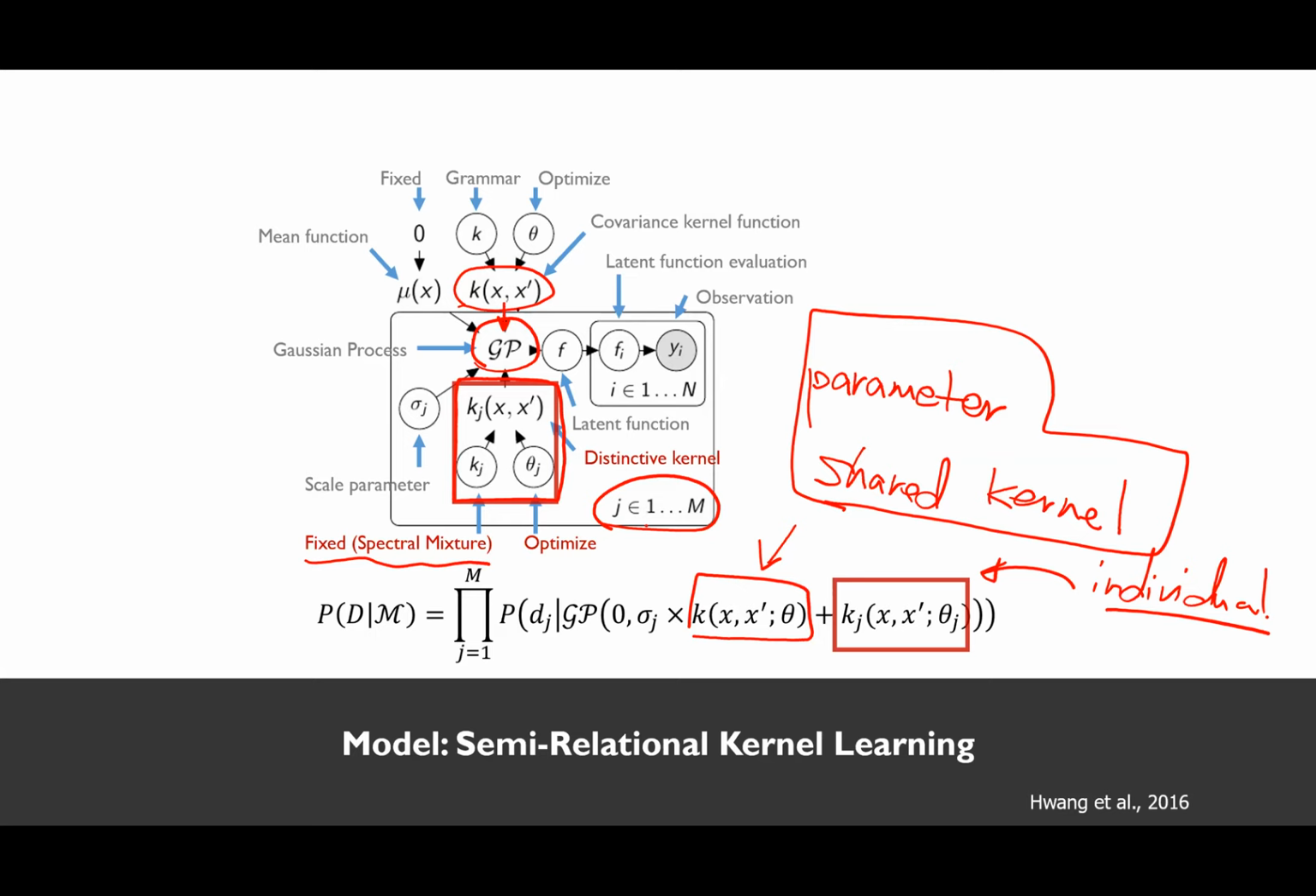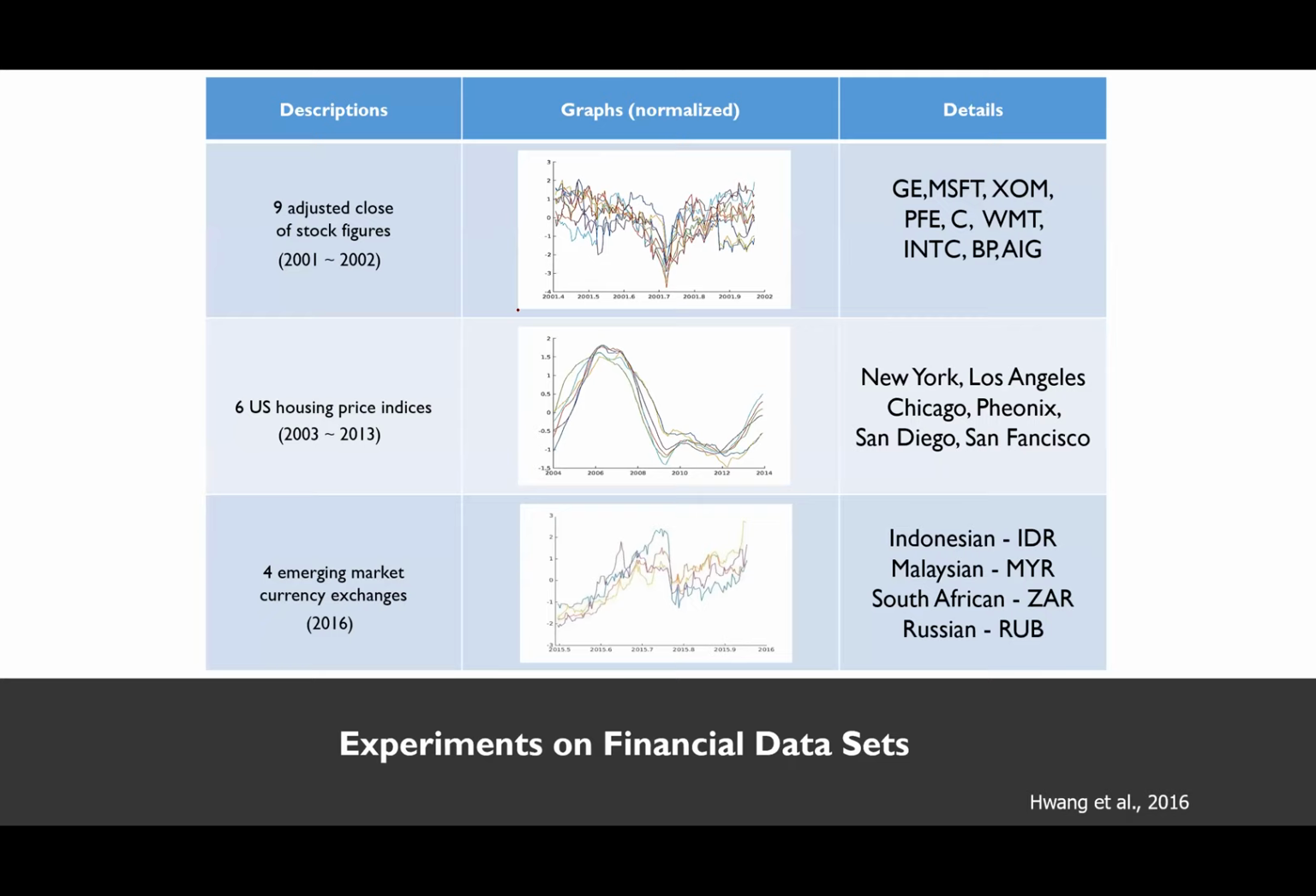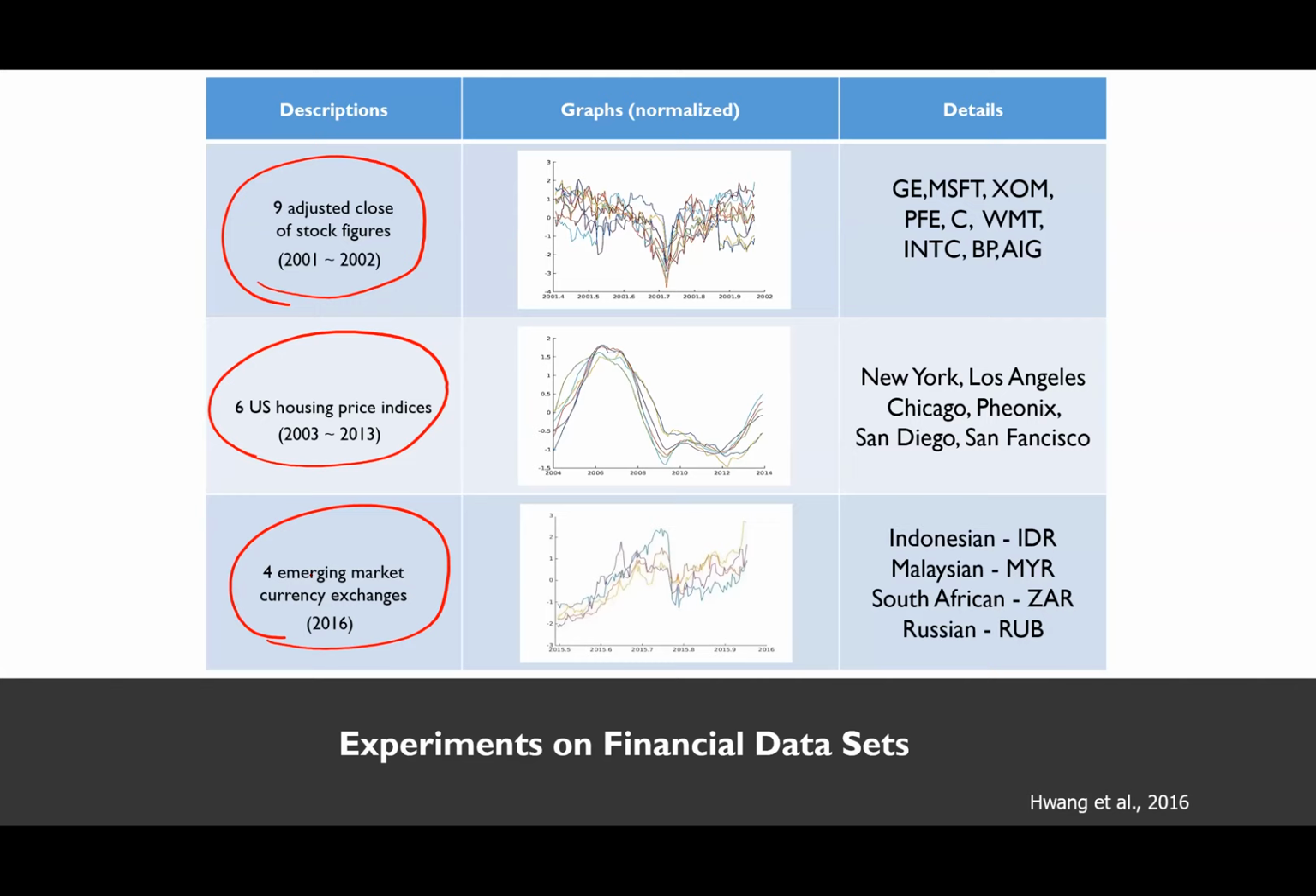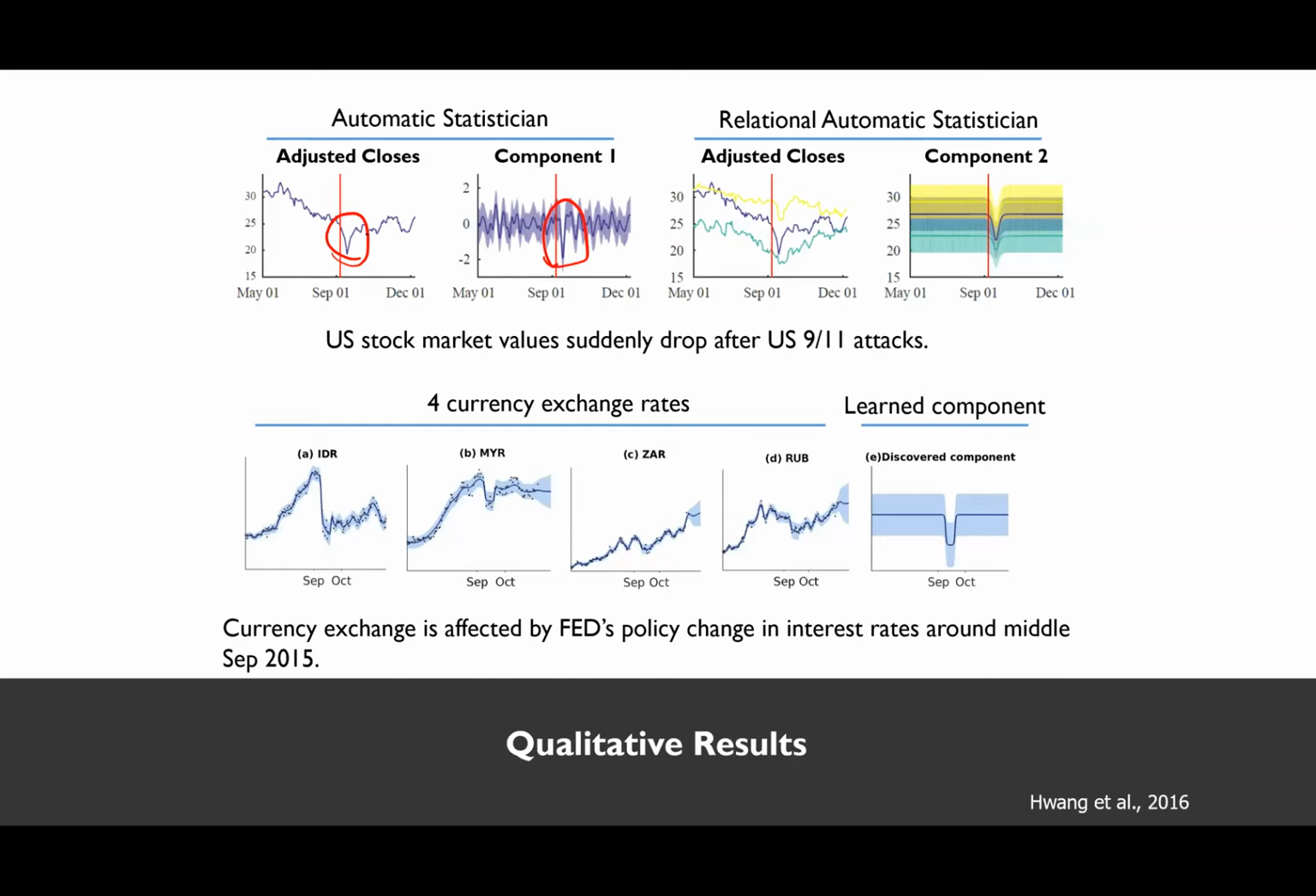If we apply that to several financial data that we gathered, like the closing stock figures of the top 9 stocks around 911, the US housing price, and also emerging market currency exchange, the automatic statistician couldn't find those common patterns, but our method, the relational automatic statistician, finds the common patterns and explains them.